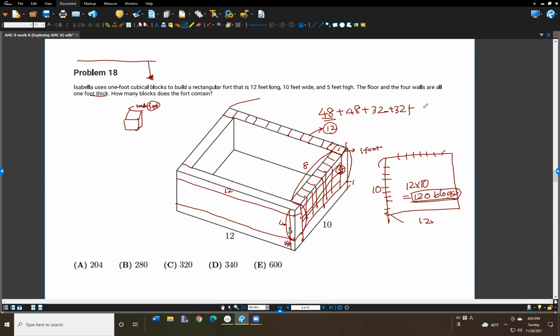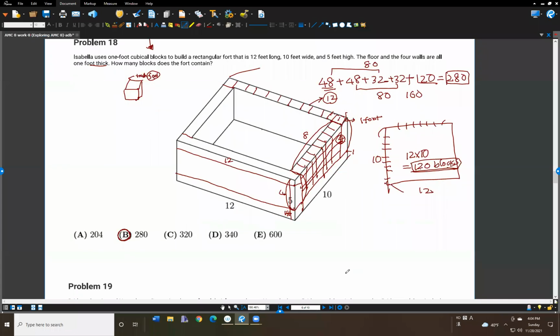And the bottom we need 120. Yeah, that is the total number of blocks. You can design this way. 48 plus 32 is 80. Another 80. That is 160, plus 120. Total will be 280 blocks. Okay, all right, you can construct. We have a 280 choice. Okay, any questions about this? No. All right, that is not hard.